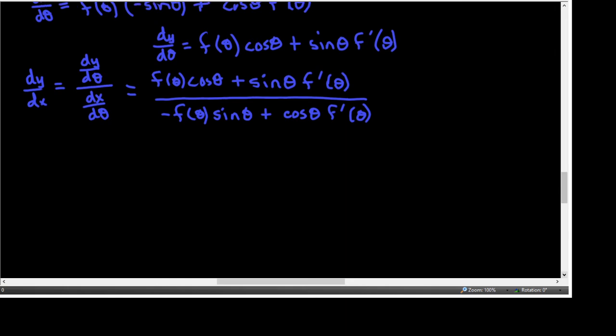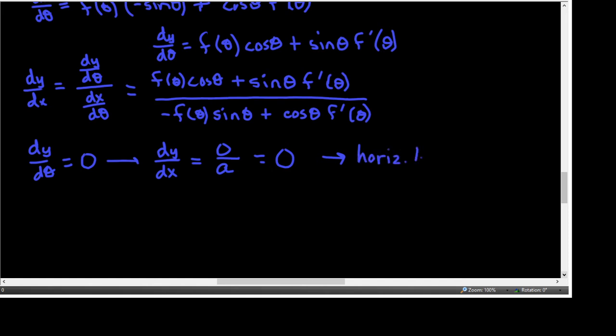All right. Now, moving to the next item. If dy/d theta equals 0, then that implies that dy/dx is 0 over something. I'm just going to call that something a for simplicity, which simplifies to be 0. And this slope being 0 means you have a horizontal line, so a horizontal tangent line to the curve when dy/d theta equals 0.